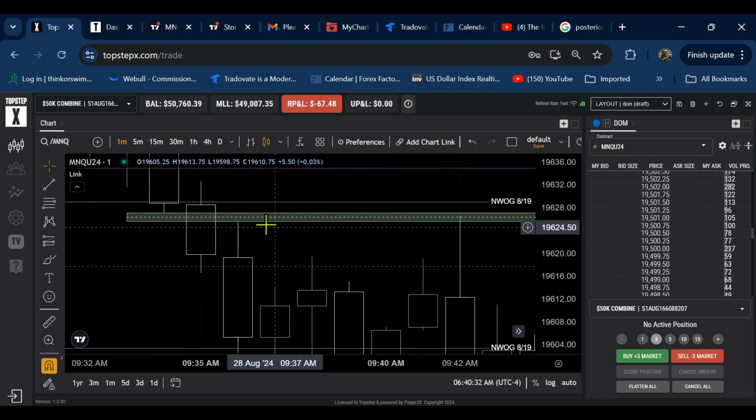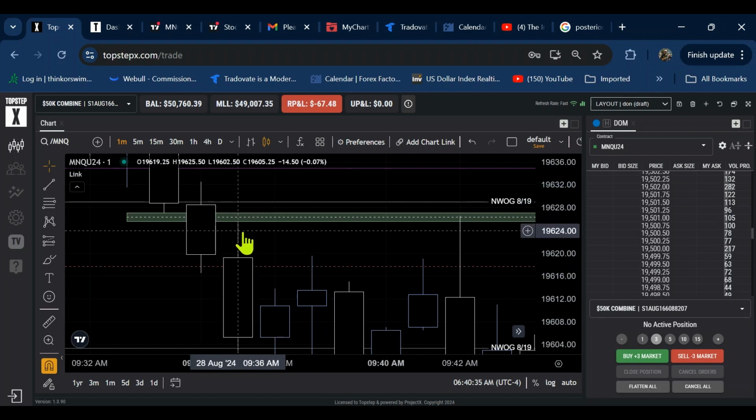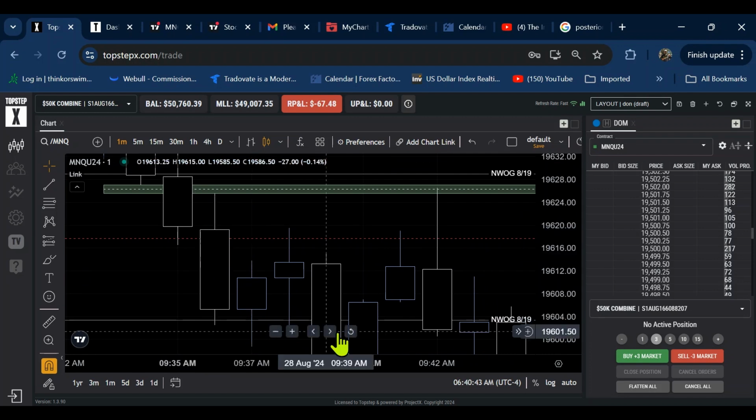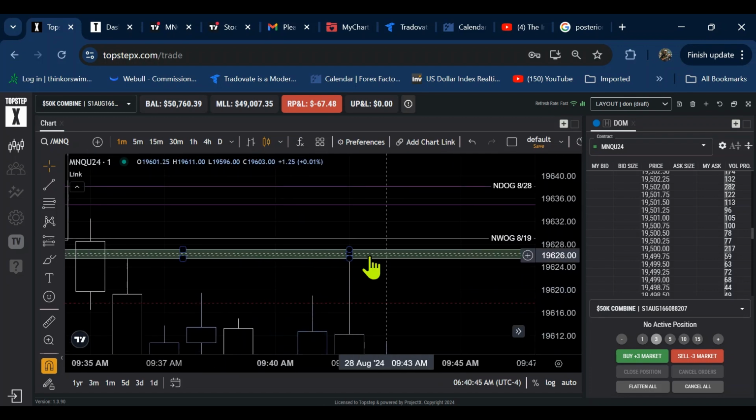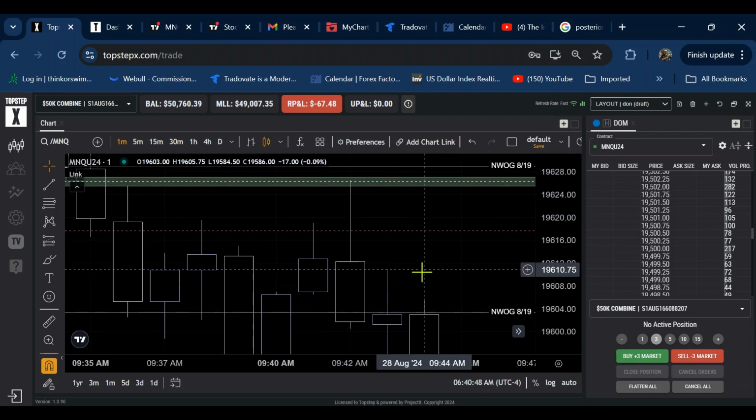And when the price goes through it and back to it, see it went right back to it right there. Through it, back to it. You could sell short there, catch a little run there.